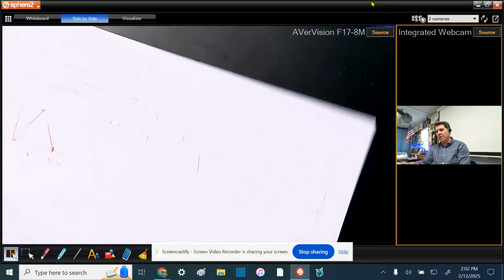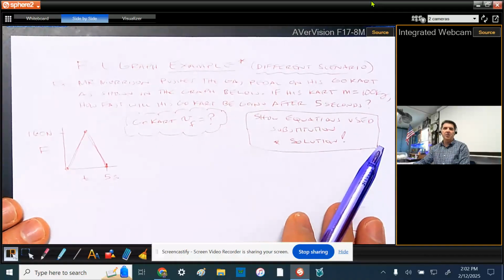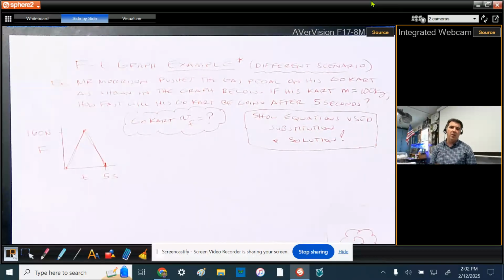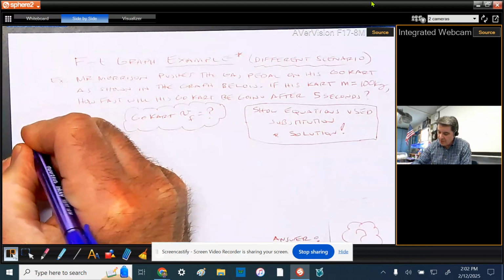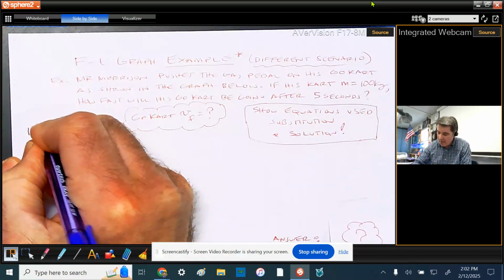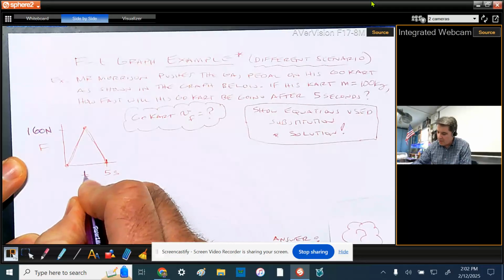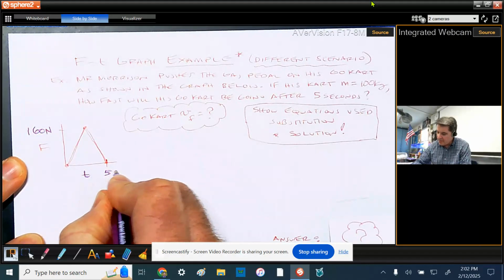Okay, so let's talk about the impulse first. I don't want to tell you exactly what's going on in this scenario because I want to make sure you can do that on your own. But I'll give you an example of a scenario. So we have an FT graph here, and the example is I'm going to push a gas pedal down on a go-kart, and it's shown in the graph over here, which says it's 160 newtons, and it does so for a time of 5 seconds.